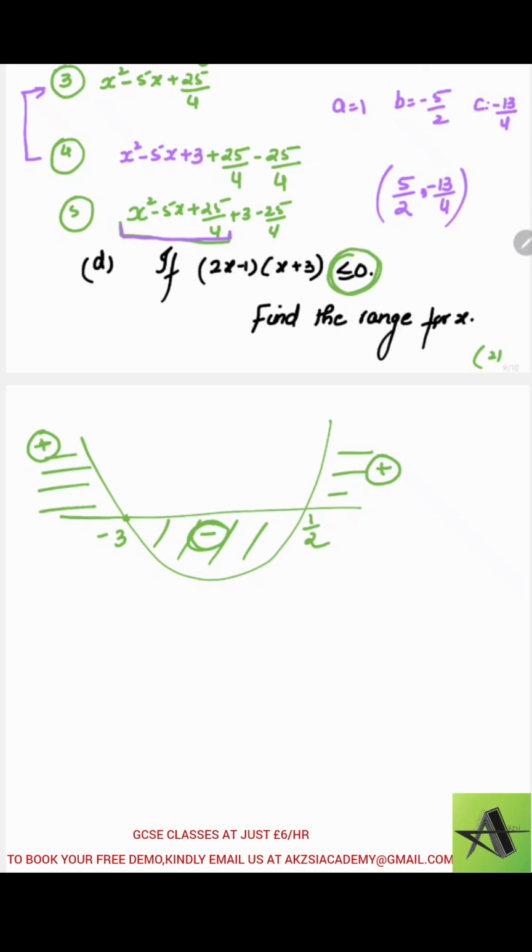Less than or equal to 0 means they're asking you to look at the negative region. If it would be greater than or equal to 0, then we would be focusing on these two positive regions, but since it's less than or equal to 0, we are just focusing on this negative region, and this negative region is lying between -3 and half. So the answer is x is less than or equal to half but greater than or equal to -3. It means that all values of x are lying in between -3 and half.